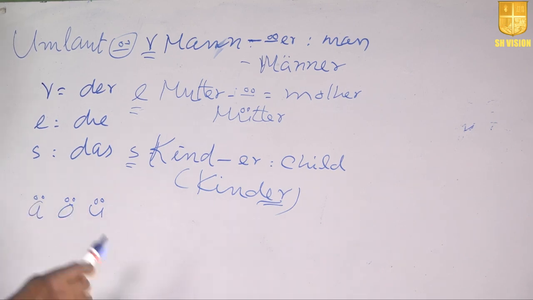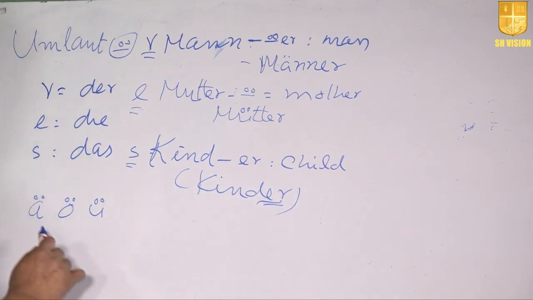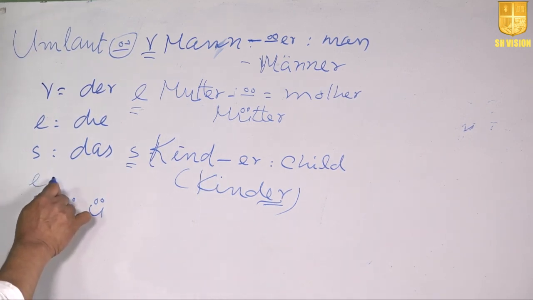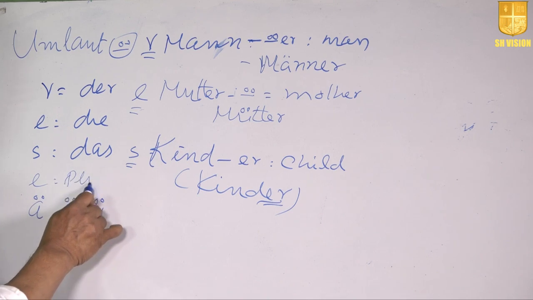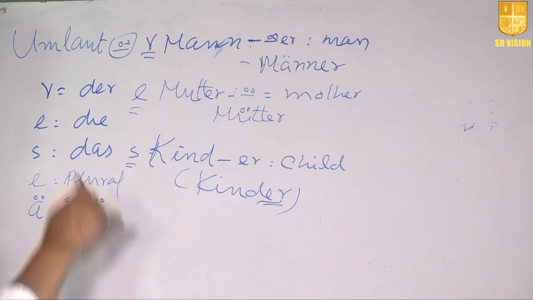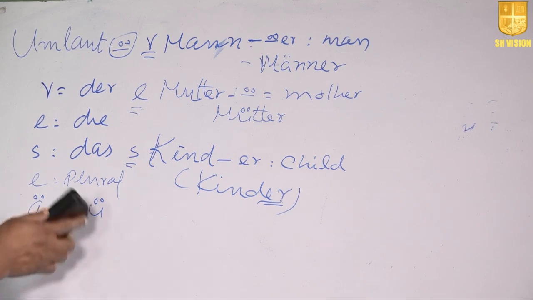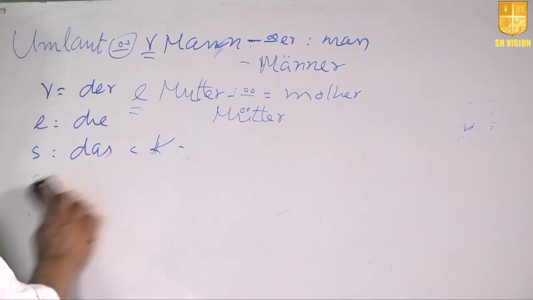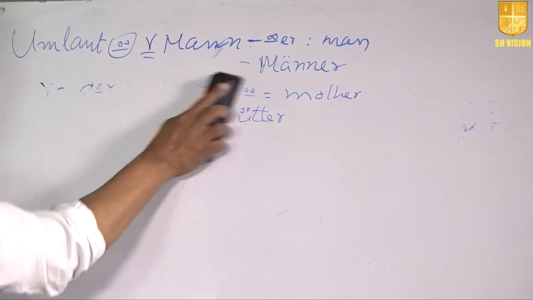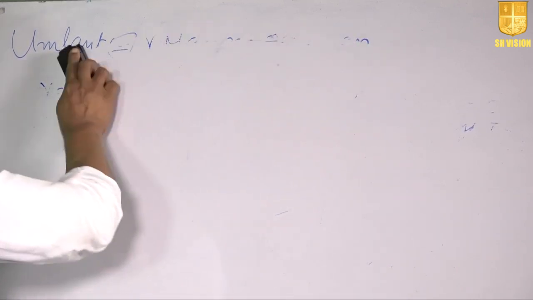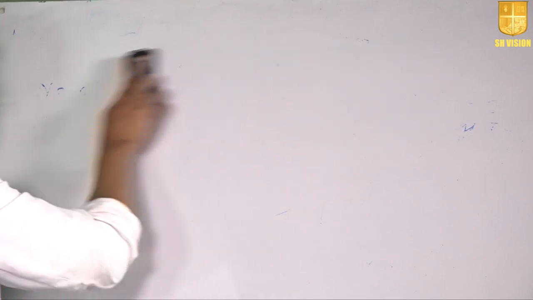Plural is always die, of all the three genders. Now we go to some vocabulary, vocabulary for your further knowledge of the language.